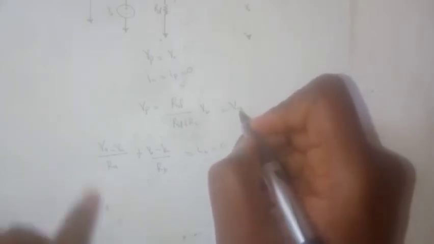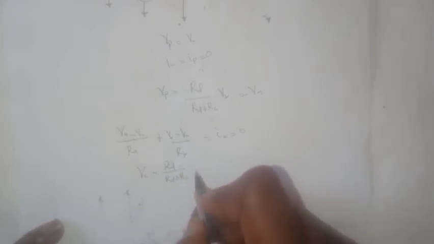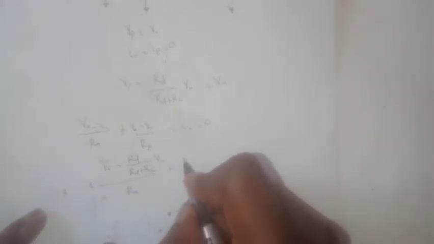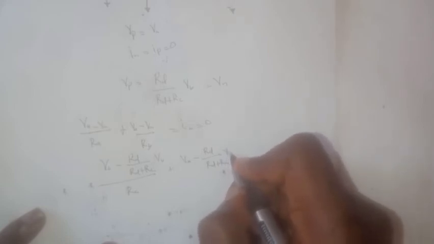Now we can substitute the value of Vp here, because Vp is equal to Vn. We will have it that VA minus RD over RD plus RC Vb, all over RA, plus V naught minus RD over RD plus RC Vb, over RB equals 0.